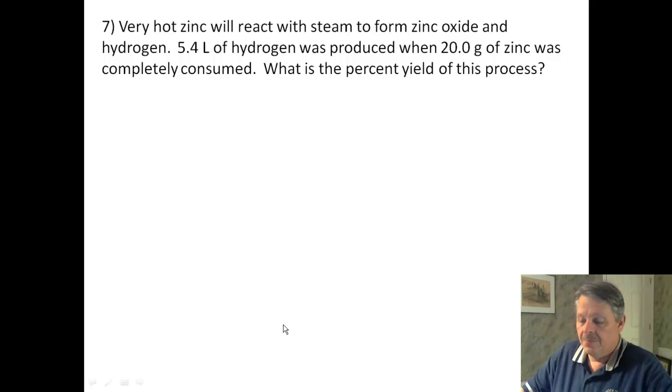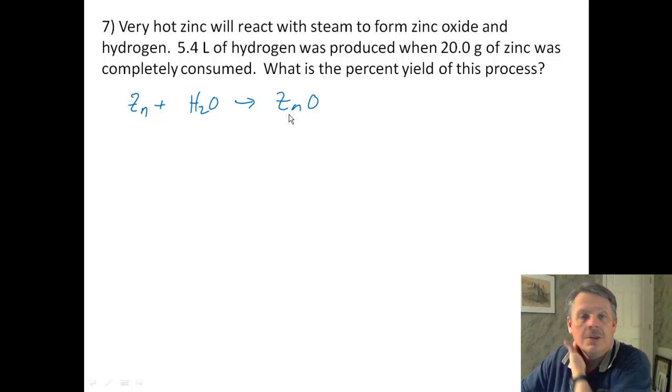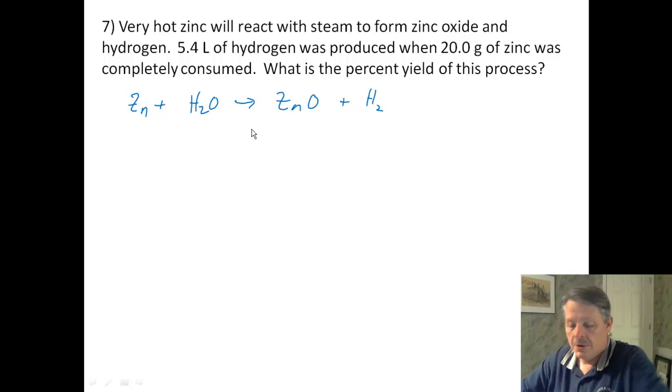All right, let's do our last one for this worksheet. We have very hot zinc reacting with steam. What's steam? What's the formula for steam? Of course, it's just water. It's just hot water. And it will form zinc oxide, ZnO, with +2 and -2, and hydrogen gas. And remember that hydrogen is a Brinkel-Hoff element, so it's diatomic. Okay, if I look back at my equation, it is balanced, so I don't have to do anything to balance it.